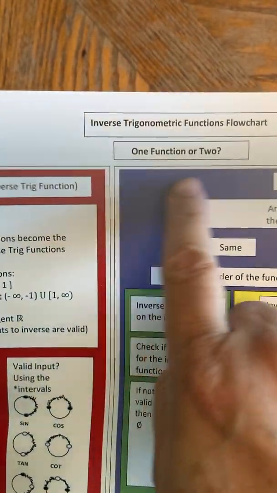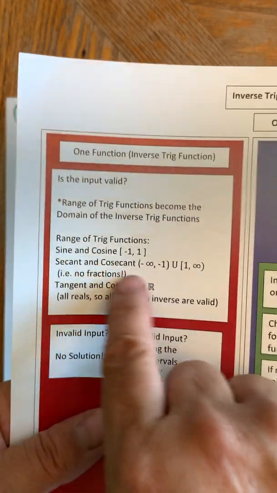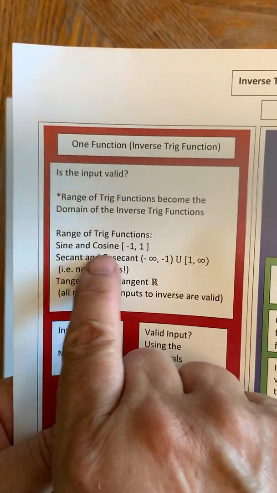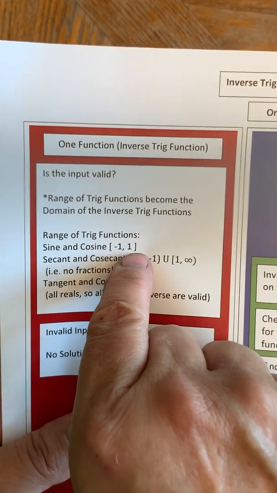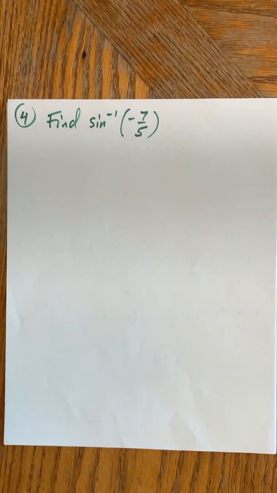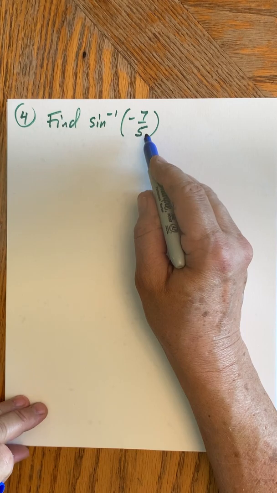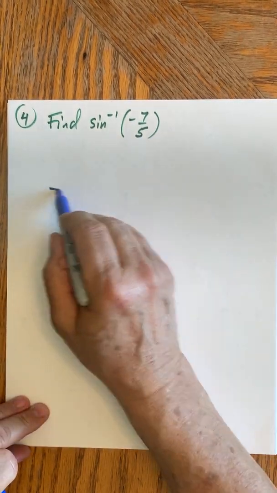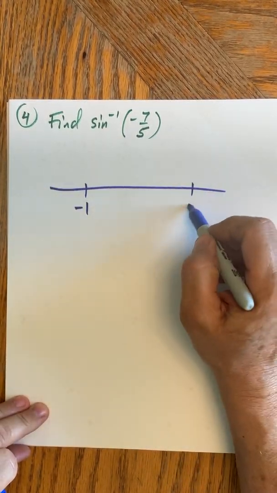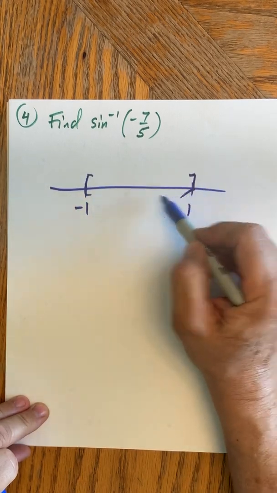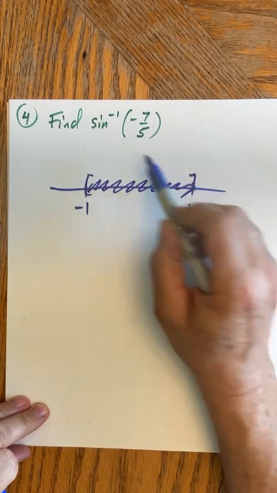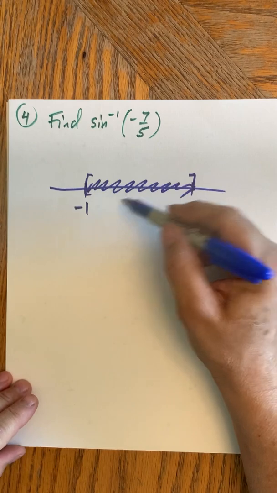So I look here and I say, okay, one function or two, it's one function, just an inverse sine. I check to see is the input valid. Well, for sine, only numbers between negative 1 and 1, including the endpoints, are valid. Now, is negative 7/5 inside? So if you look at it here from negative 1 to 1, is that number negative 7/5 in here?